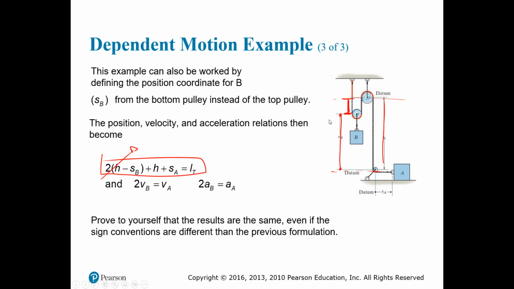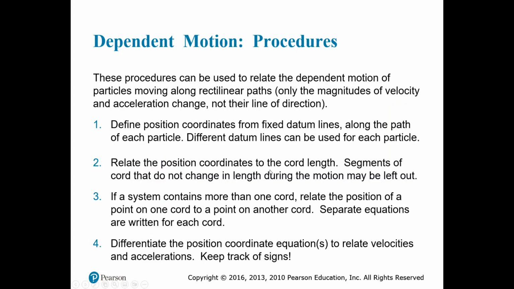What I'm trying to show you with this is that you can get two different equations as you move the datum, and then velocities right here, accelerations right here, and then just prove to yourself that the results are the same. Regardless, we just move the datum and we will get the exact same thing. What is important about this is that we can put all these procedures into one single slide so we can simplify things. These procedures can be used to relate the dependent motion of particles moving along a rectilinear path. Only the magnitudes of velocity and acceleration change, not their line of direction.